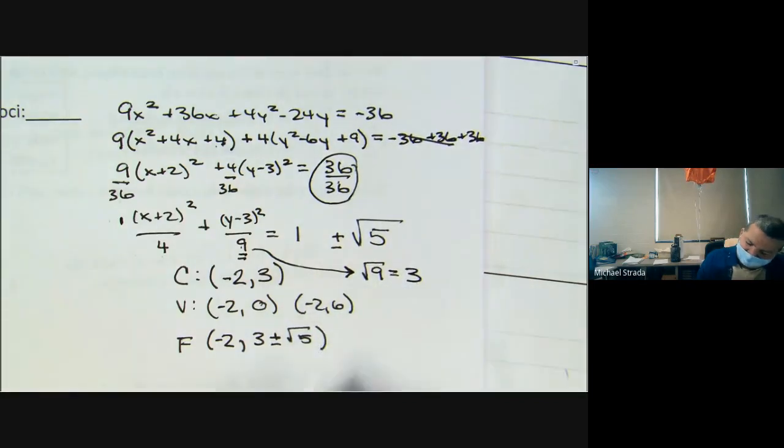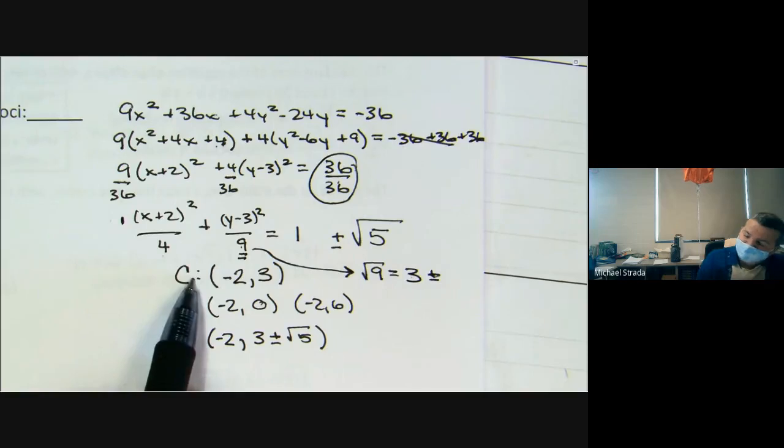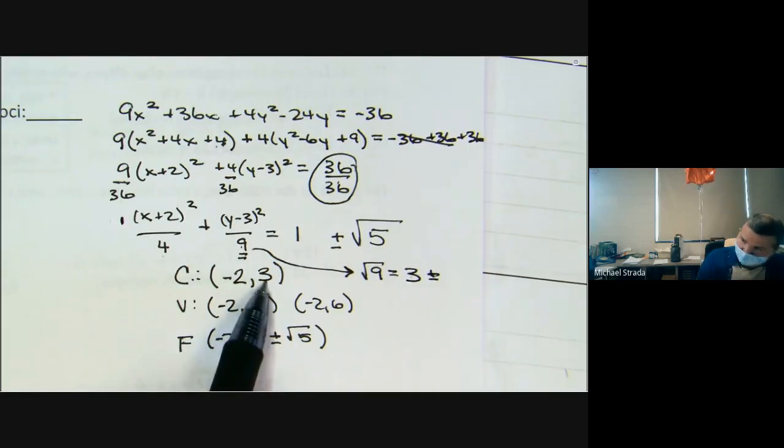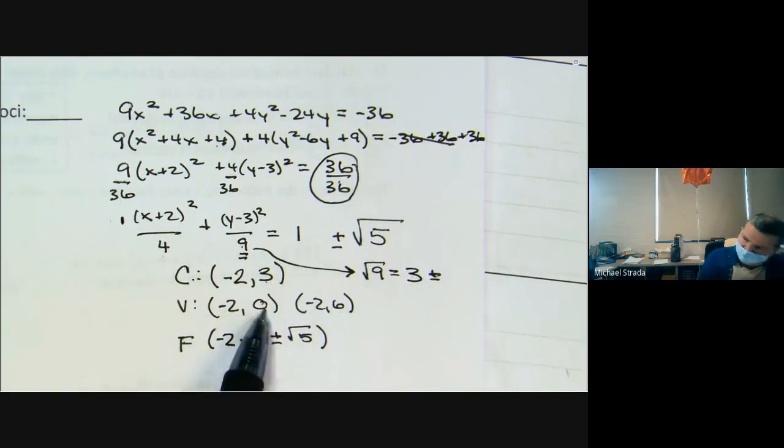All right. And then I take that and I add it and subtract it to my center. Because the y is the major axis, that tells me I do it to the y coordinate. 3 plus 3 is what gave me the 6. 3 minus 3 is what gave me the 0. Good?